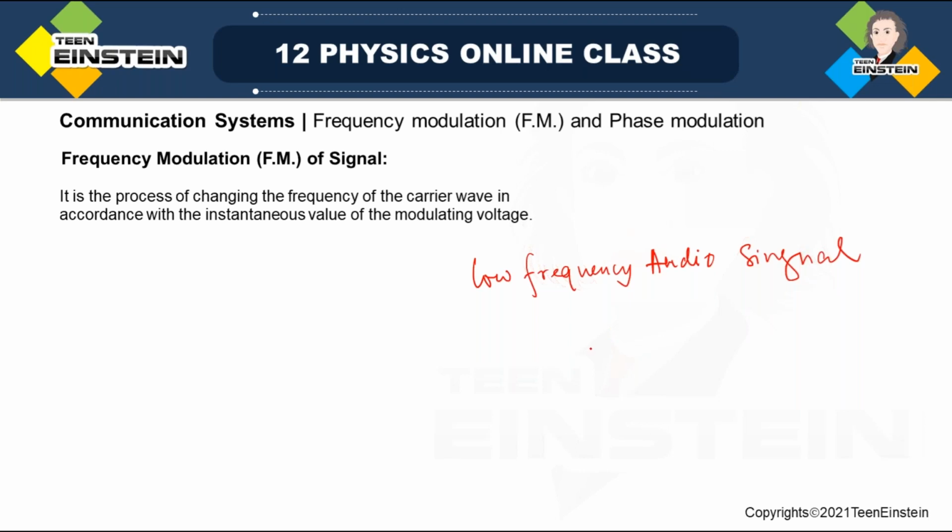That can be done by modulating it. Modulating means you have a carrier wave or carrier signal which has larger frequency than the original audio signal, and the frequency of the carrier wave will be modified according to the instantaneous value of the original audio signal. So that is actually frequency modulation. Here it is stated: it is the process of changing the frequency of the carrier wave in accordance with the instantaneous value of the modulating voltage. Modulating voltage means the original signal.